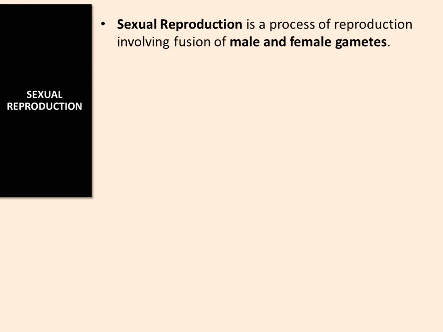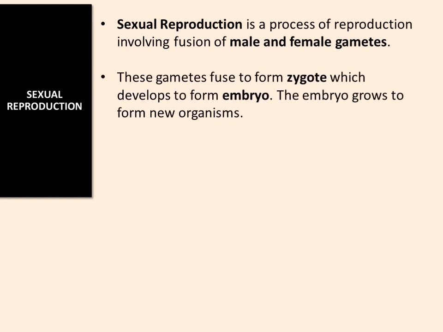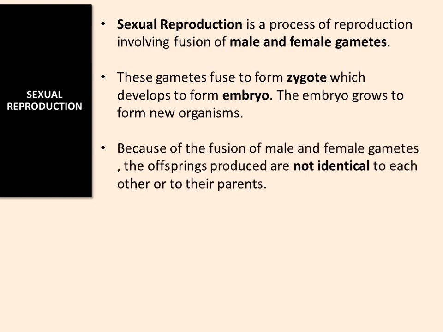Sexual reproduction is a process of reproduction involving fusion of male and female gametes. These gametes fuse to form zygote, which develops to form embryo. The embryo grows to form new organisms. Because of the fusion of male and female gametes, the offsprings produced are not identical to each other or to their parents.